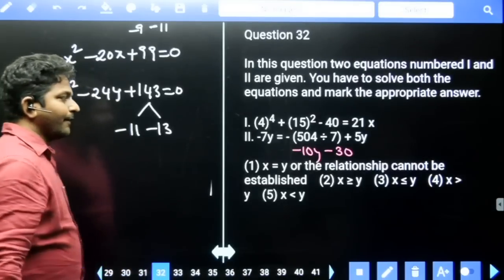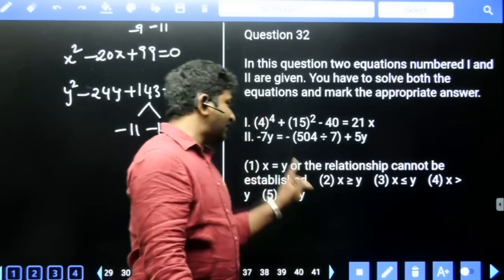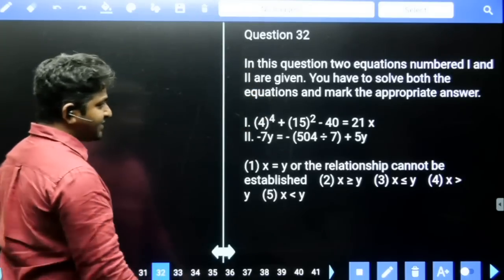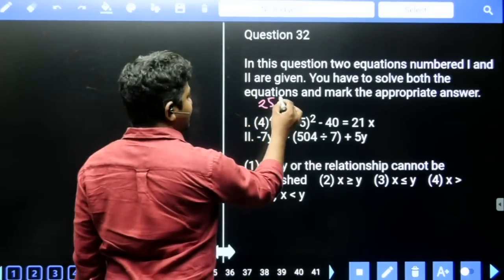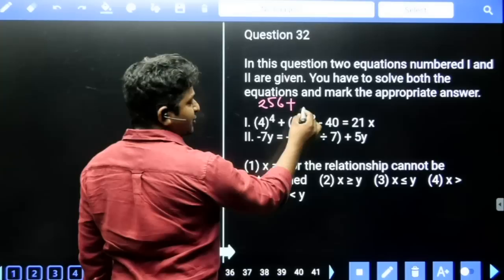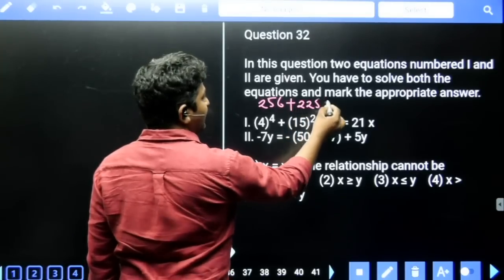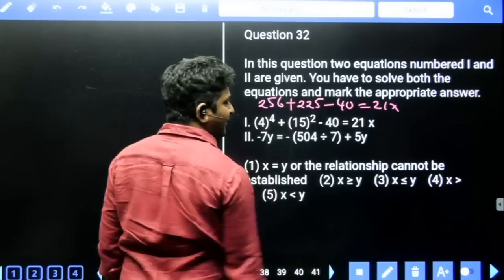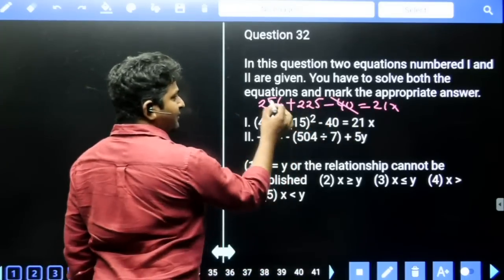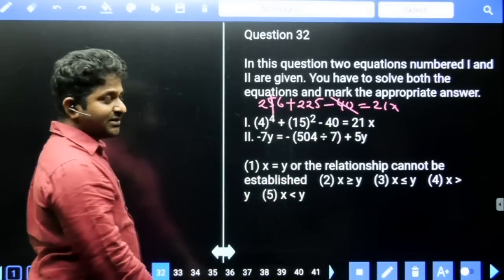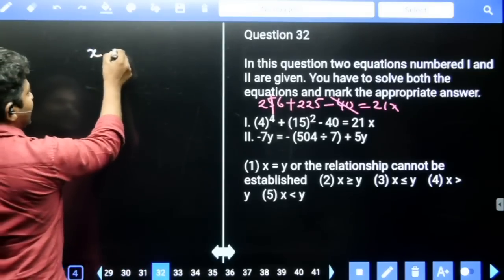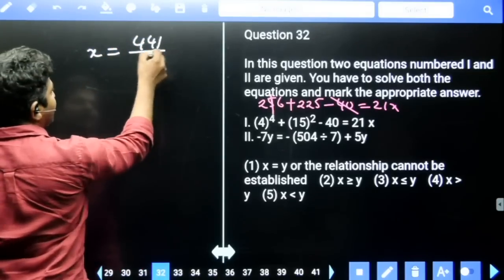Next. 4 to the power of 4 can be written as 4 square to the power of 2, that is 16 square, 256. This is 256 plus 15 square, that is 225. Minus 40 is equal to 21x. Right now, take 40 from this number. Here you'll have 216. 216 plus 225 is equal to 441. Then x is equal to 441 divided by 21.